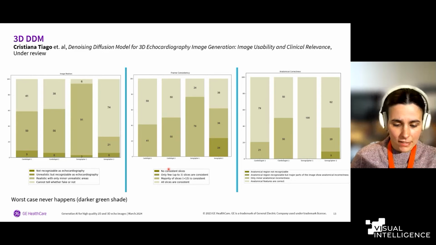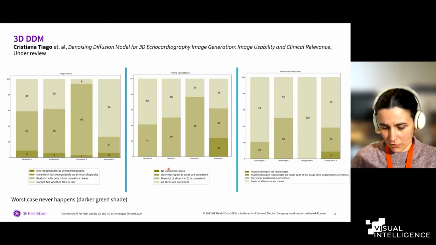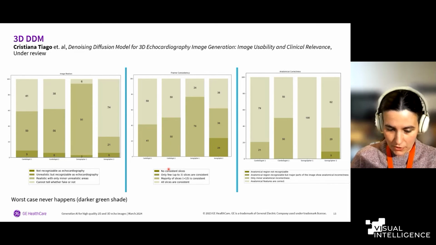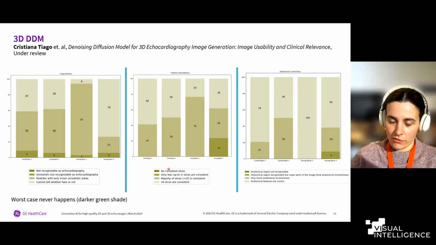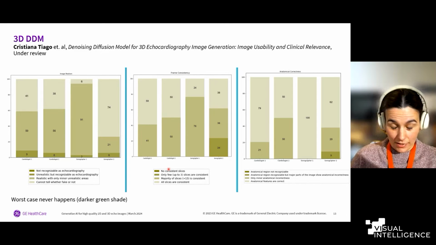And regarding anatomical correctness, all of the users, the cardiologists and the sonographers, said that at least half of the synthetic images had no inconsistency whatsoever. And one of the sonographers, the most experienced of all four, said that the synthetic images were totally anatomically correct. She saw no incorrectness in the synthetic data.